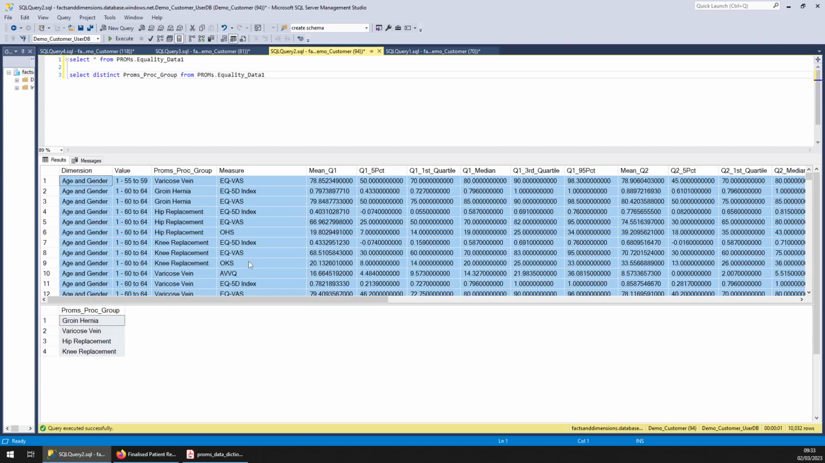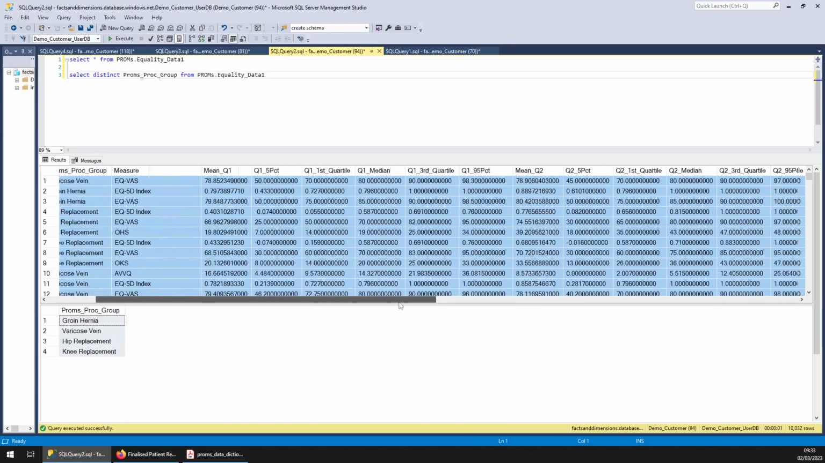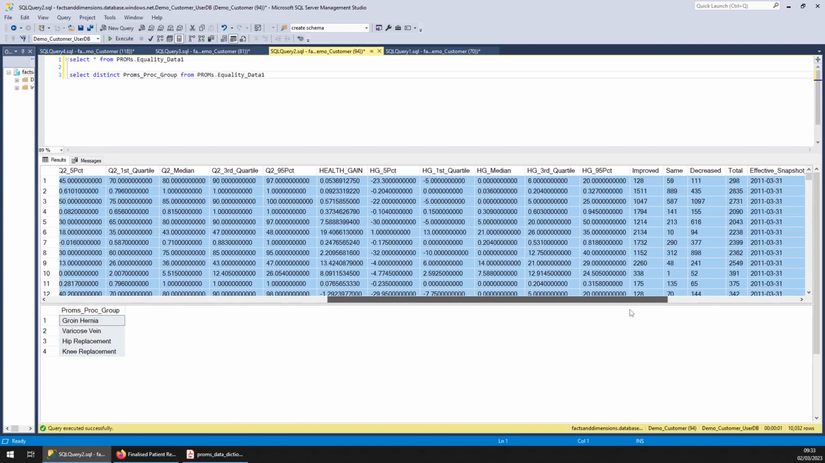You notice a lot of times we tend to put columns like this into a column called measure, but they've already got a measure column, and we figured because these ones are pretty static, we'll just leave this as they are. So that's that sort of data there.